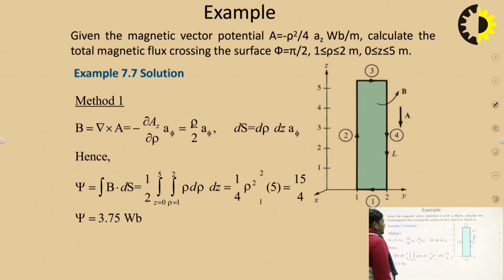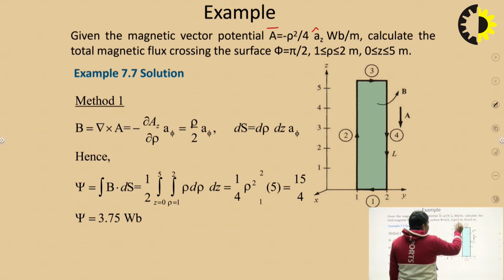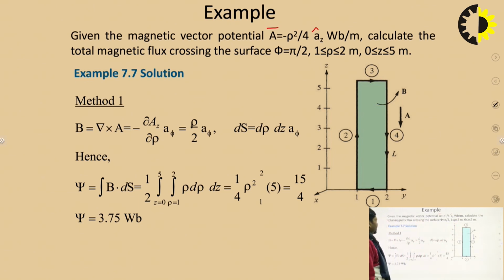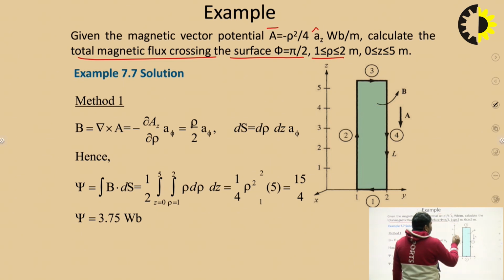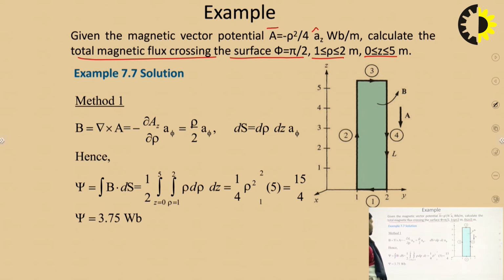So we have taken one example regarding calculating the magnetic flux psi. Given the magnetic vector potential A is equal to minus rho squared by 4 in the direction of az Weber per meter, calculate the total magnetic flux crossing the surface phi is equal to pi by 2, where rho lies from 1 to 2 and z lies from 0 to 5 meter. So first we calculate the total outward flux.